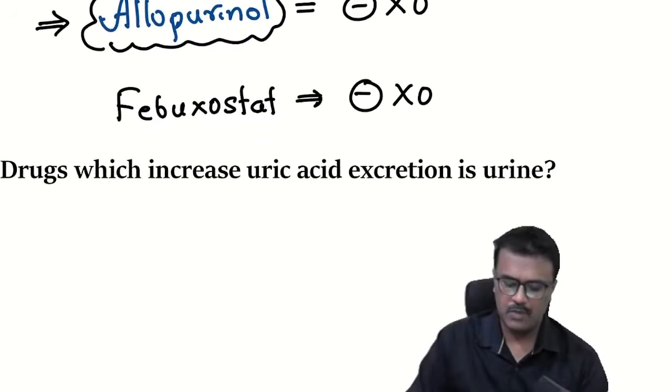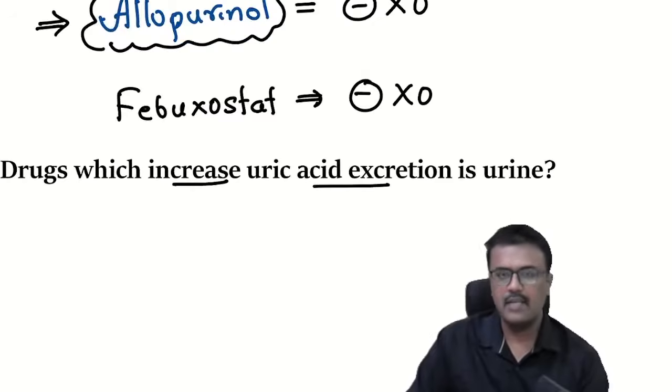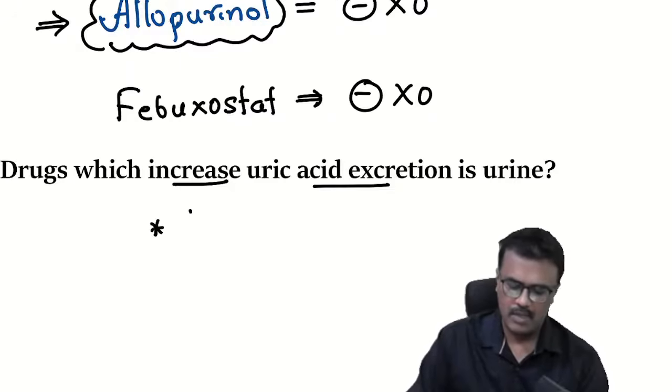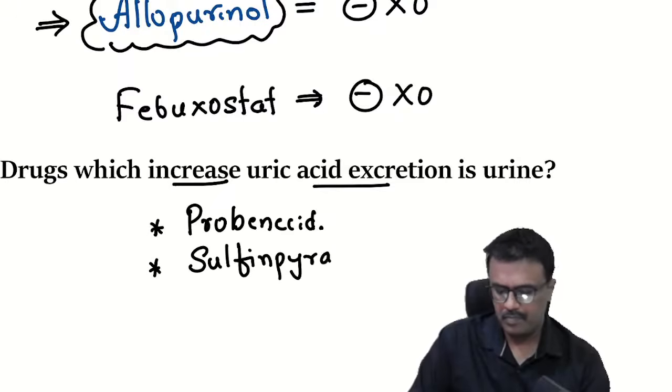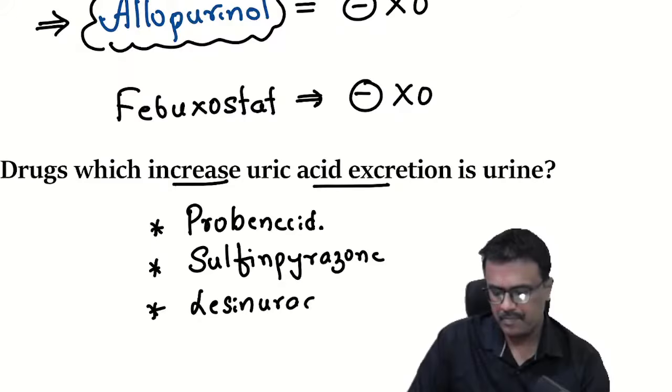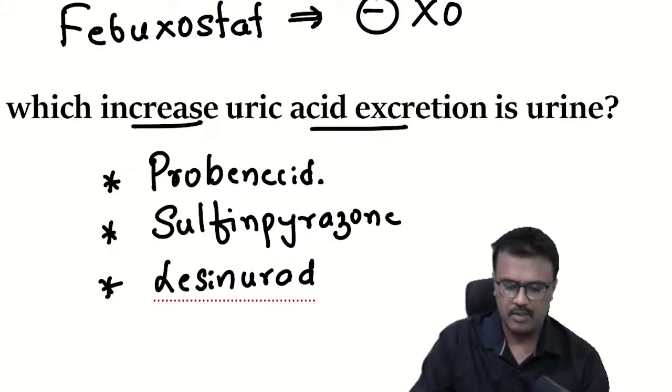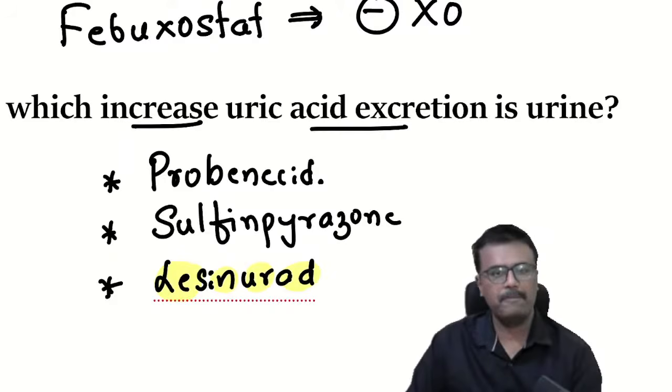So next one is, which drugs increase uric acid excretion in urine? They are called uricosuric drugs. Remember the name probenecid. Then sulfinpyrazone. And a new drug called lesinurad. You see the name of the drug. It lessens increased uric acid, lesinurad.